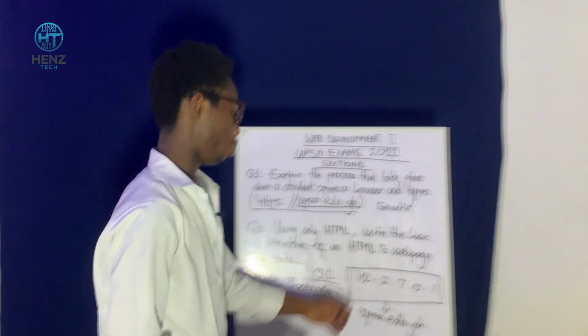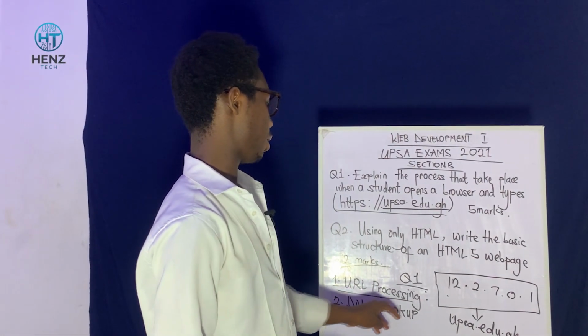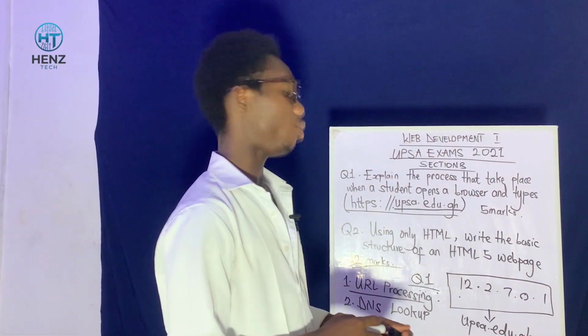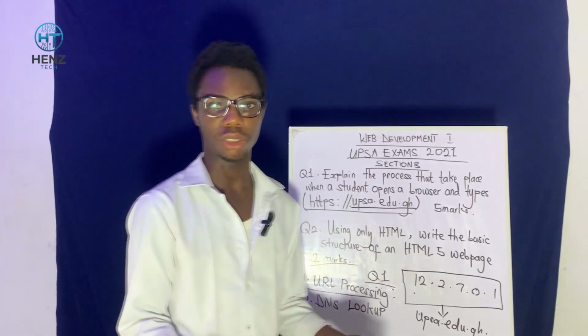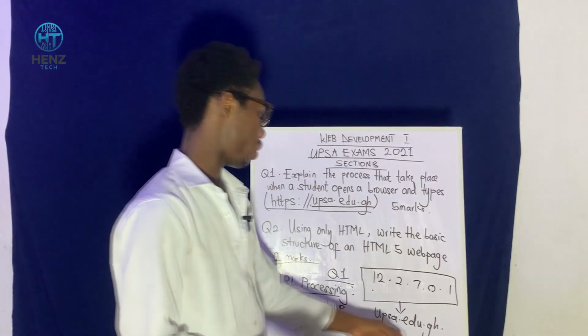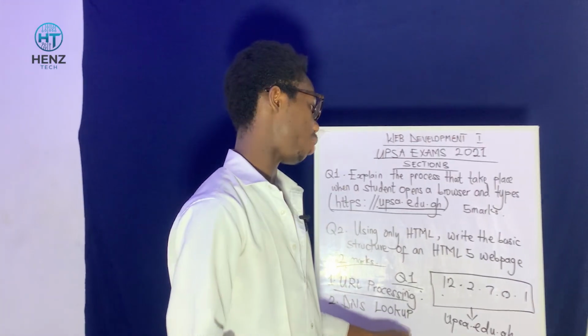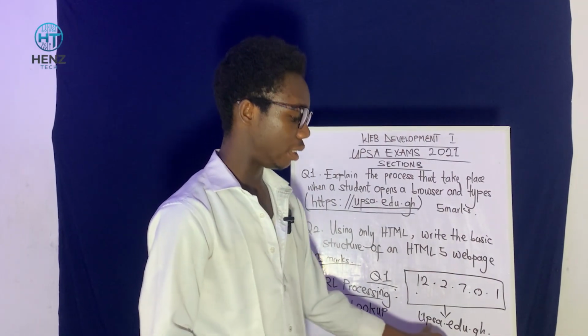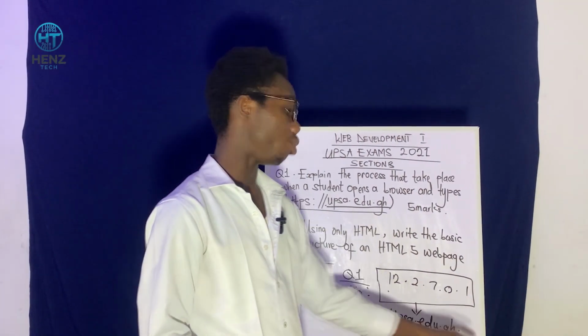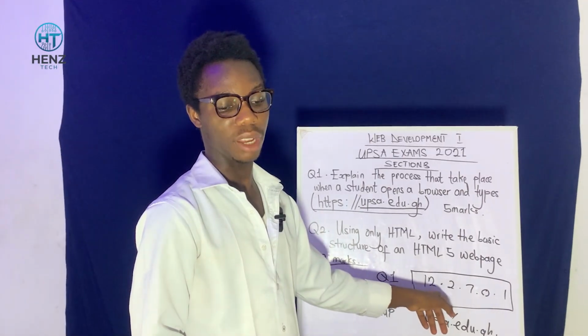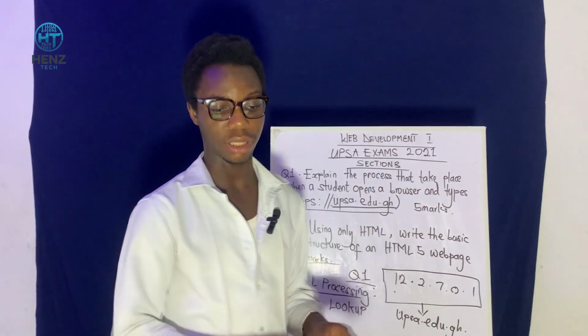upsa.edu.gh. First, it checks whether the URL is valid or not. Then the second one is the domain name system lookup. It translates upsa.edu to this IP address. That is what the machine, or the system, understands.